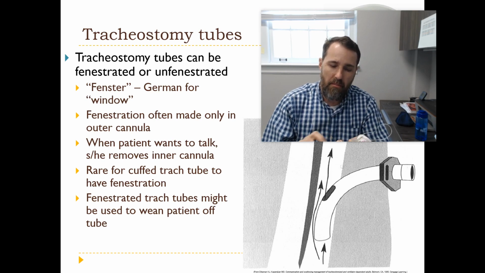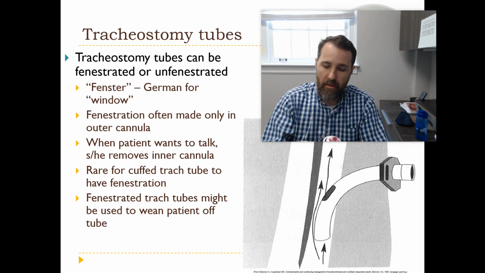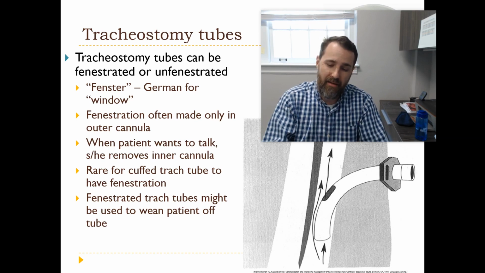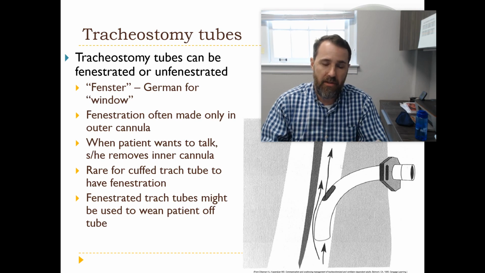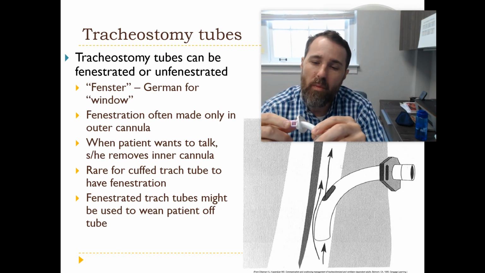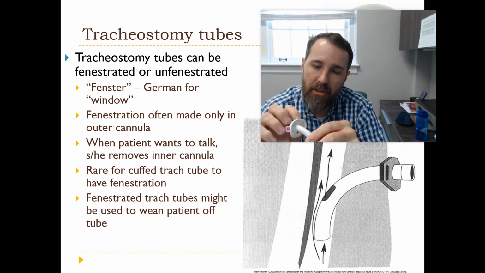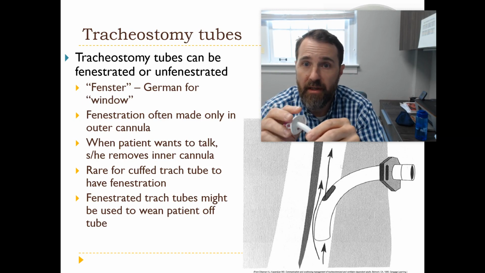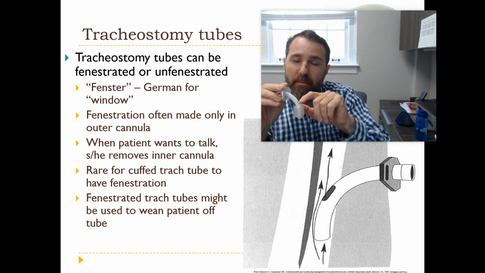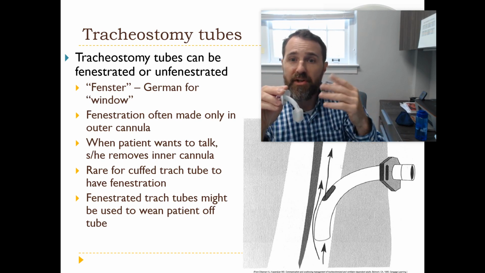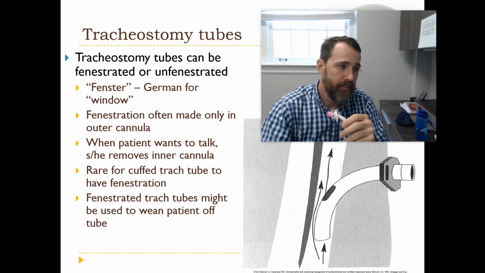because usually the cuffed tracheostomy tubes are being used on patients that need ventilator support. And if you need ventilator support, the last thing you want is the inspiratory air being pushed into the tracheostomy tube from the ventilator to not get below the cuff, but to be redirected through the fenestration out through the mouth.